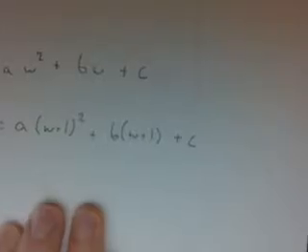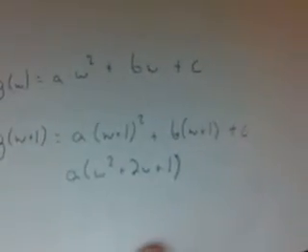So w plus 1 times w plus 1, if you FOIL that out, you'll get a times w squared plus 2w plus 1. Oh, he's starting to fuss. He's getting a little fussy. So I may have to end this video short because I may have to put him down for his nap. But that's the first term simplified.